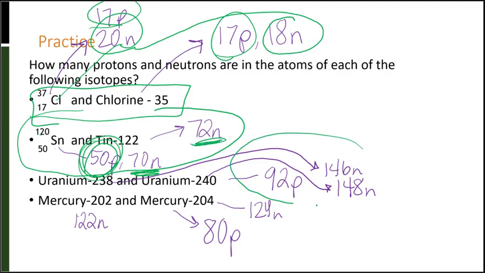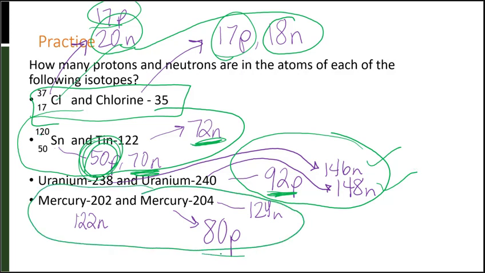Uranium, here I got all my uranium right here. They both have 92 protons. The first isotope has 146 neutrons and the second one has 148. Mercury, they both have 80 protons. This one has 122 neutrons. That one has 124 neutrons.